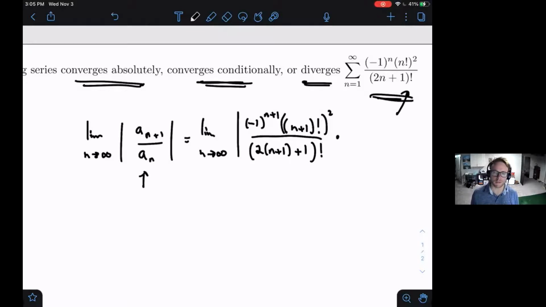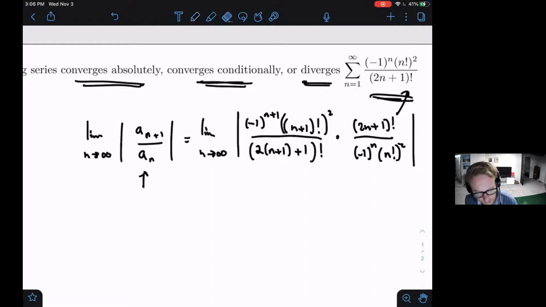And instead of dividing by this fraction, I'm going to go ahead and multiply by the reciprocal. And that's what I mean by, I'm going to take this a little bit faster than maybe the first time I went through this. So I'm going to multiply by the reciprocal. So you can see the 2n plus 1 factorial is now on top. And then in the denominator, I'm going to have -1 to the n and n factorial being squared. So that's me dividing by a sub n. But again, instead of writing that, I'm going to write that I'm multiplying by the reciprocal.